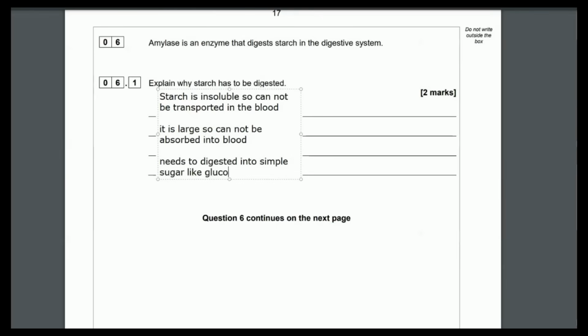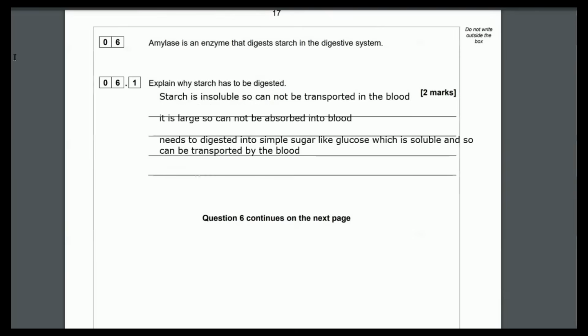Starch can be digested into glucose, which is a soluble monomer of the insoluble polymer that is starch. And then once it's in glucose form, it can be transferred around our body in the blood and taken to any tissue or cell that requires energy by respiration, which is every single one of them.